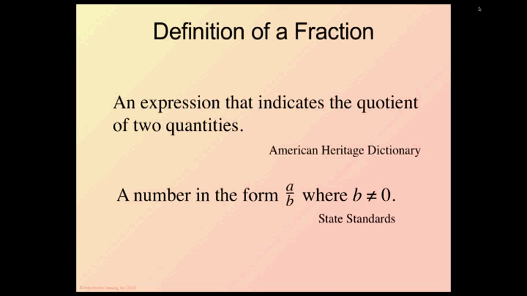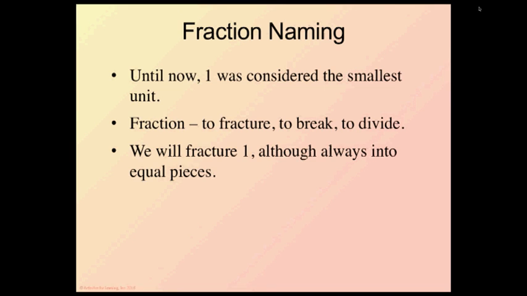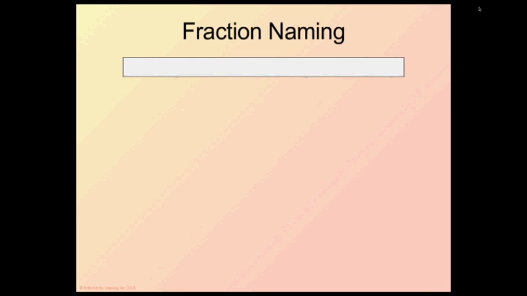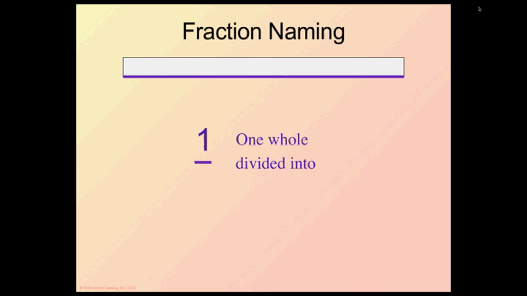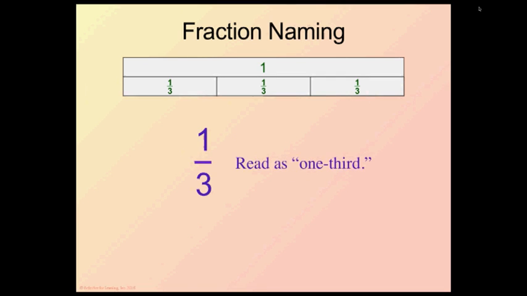So let's look at what it means. Let's start naming fractions and see how this works. First of all, until we start dealing with fractions, one was considered the smallest unit. And the word fraction means to fracture, to break, to divide. So we're going to take one and fracture it, but we're going to do it in equal pieces. We're going to divide it into, in this case, three equal parts. So we have one divided by three. That's the quotient part of the dictionary definition. It's one divided into three equal parts. Of course, we read it as one third.